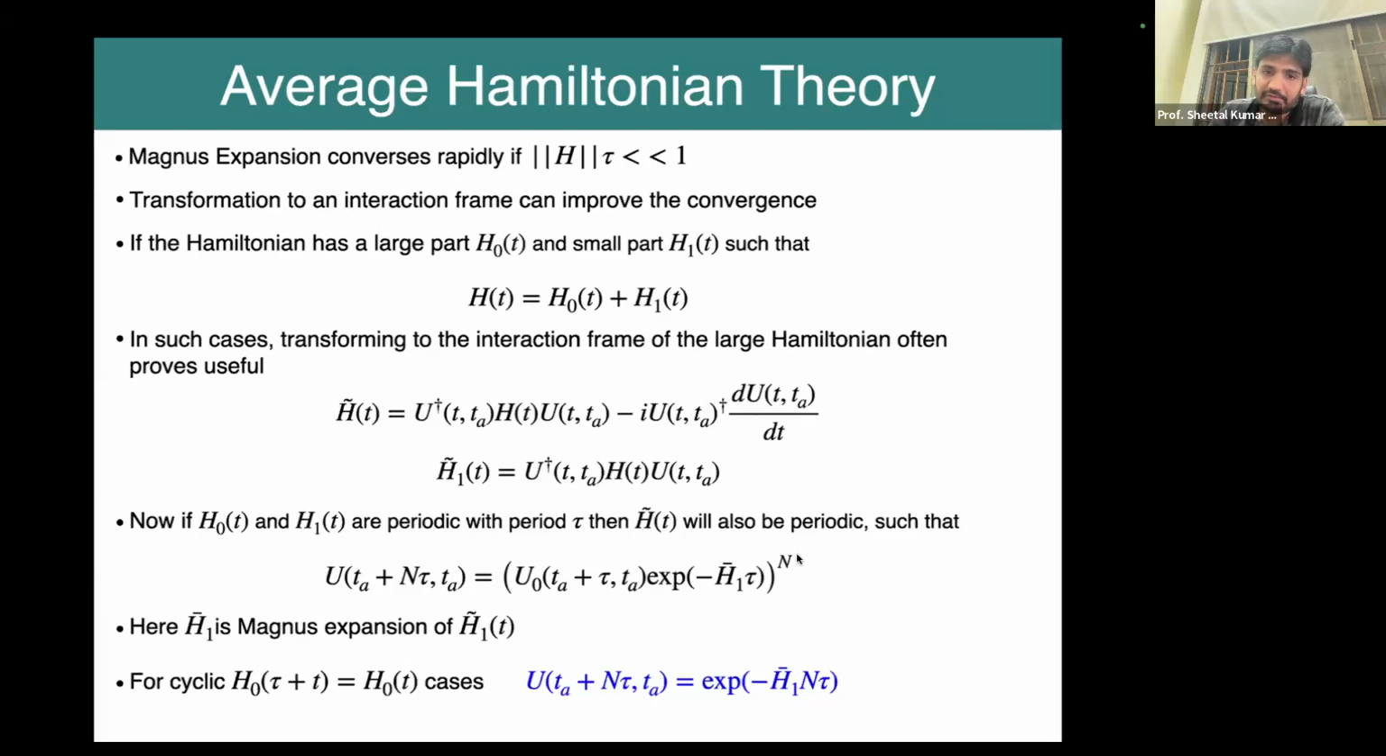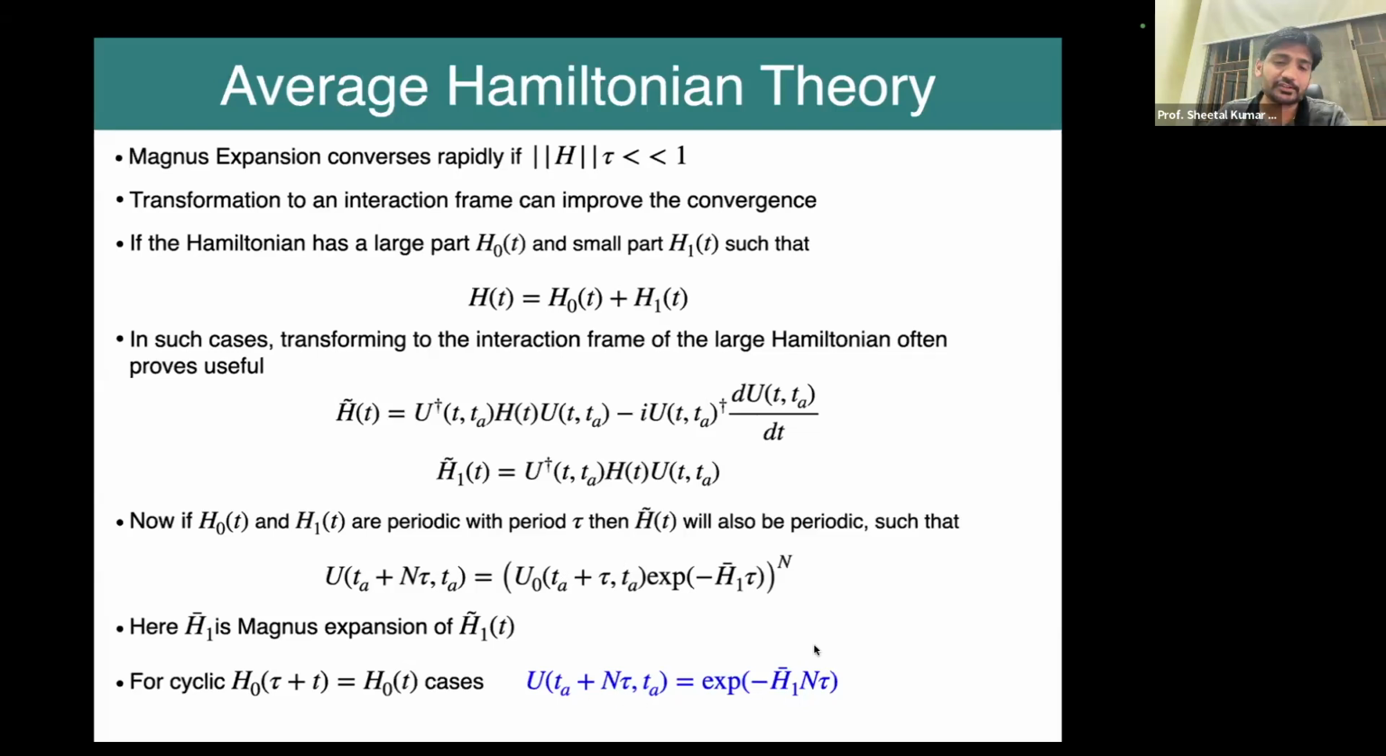And here this H1 now is the Magnus expansion of this Hamiltonian, which is this smaller part. And if we expand, then the chances are that the series will truncate later. Like the higher order terms will become less relevant. And if the Hamiltonian is cyclic, then this term is also simple to handle, because you can go n times tau. So simply you multiply.